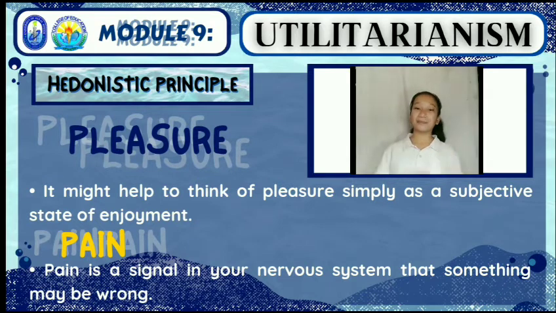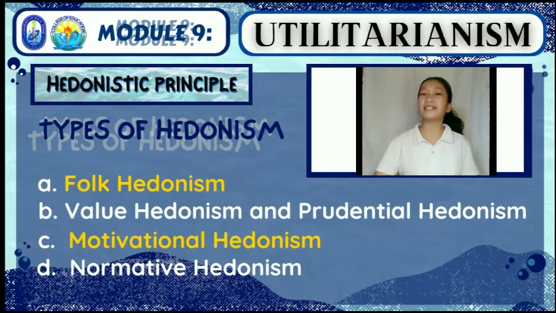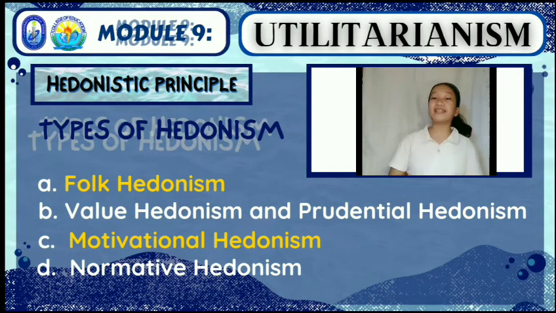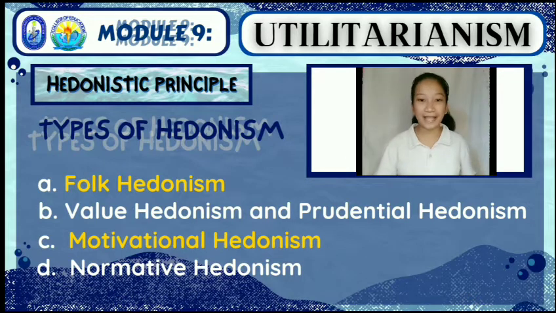Pag sinabi naman nating pain is a signal in your nervous system that something may be wrong. Ngayon, tayo naman dumako sa types ng hedonism. Ano-ano nga ba yung mga types ng hedonism? Makikita natin to sa PPT. Types of hedonism. Una na nga dito yung folk hedonism. Pag sinabi natin yung folk hedonism, it is a combination of motivational hedonism at hedonistic egoism. Ito ay isang reckless lack of foresight.